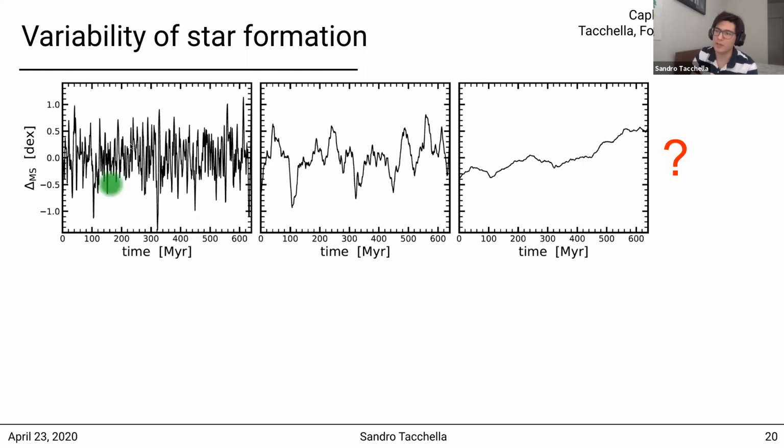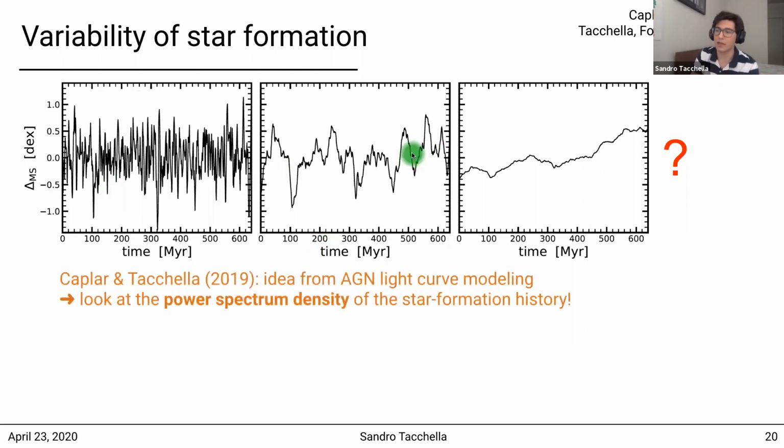And so I was thinking a lot about these oscillations, and then my good friend and collaborator Nevin Chapler was doing a lot of AGN light curve modeling during that time. And so then we came up with the idea that maybe we could quantify this variability via the power spectrum. So you take the power spectrum of such a time series and try to understand how much power you have on short time scales versus on long time scales. So for example, here, such a curve has a lot of power on short time scales, whereas such a curve has more power on long time scales.